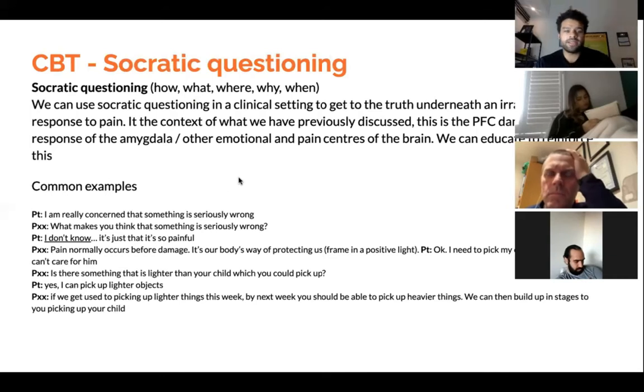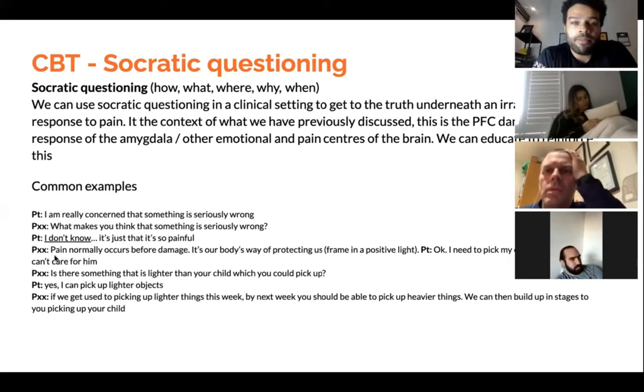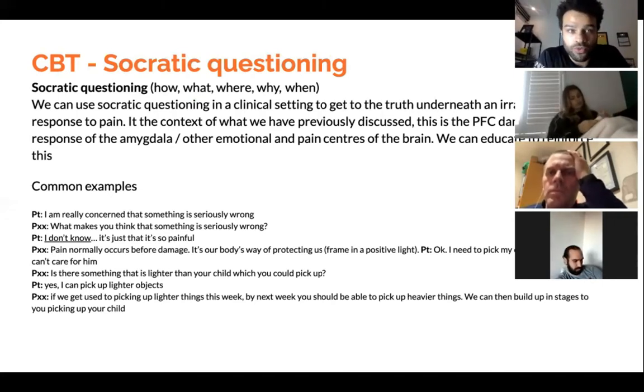So CBT, Socratic questioning. Socratic questioning was popularized by the philosopher Socrates thousands of years ago. The benefit of Socratic questioning is it allows us to communicate with the patient to help them find rational truth. Once again, this is helping them to use their logic, their prefrontal cortex, to dampen the emotions within the amygdala, which are negatively contributing to their pain. We're going to use this in the context of what we've previously discussed. We can educate patients to reinforce this.